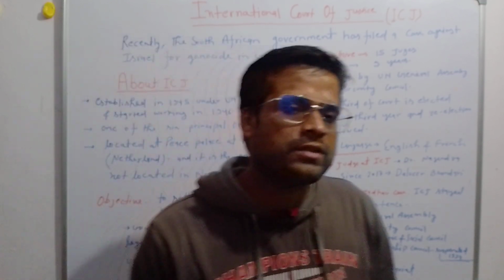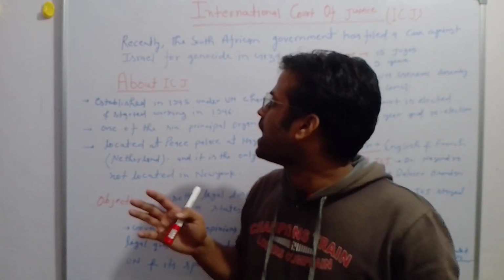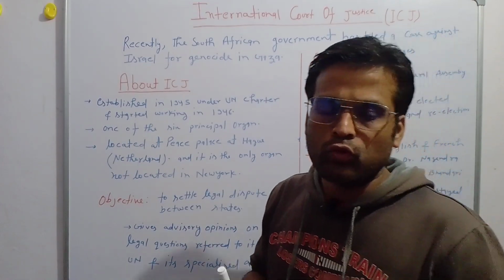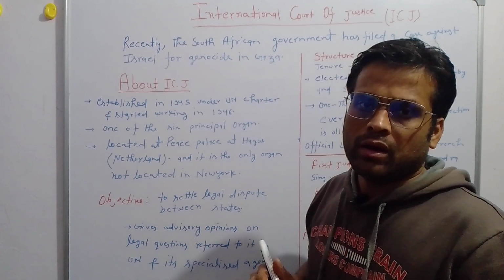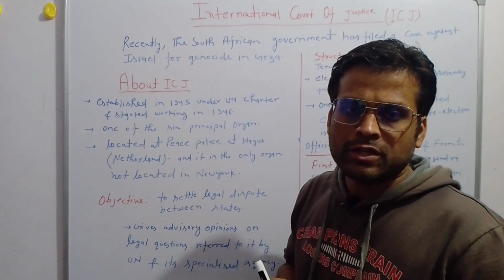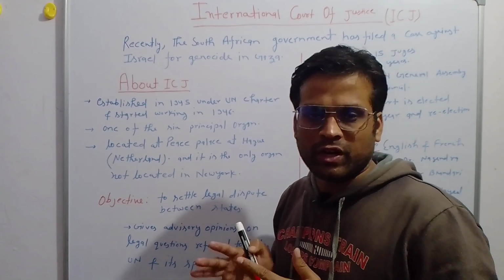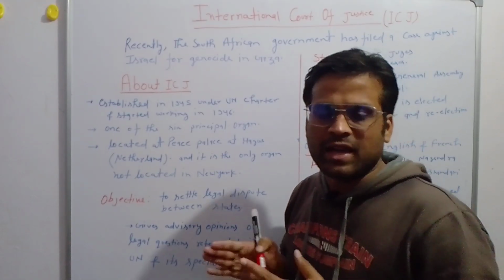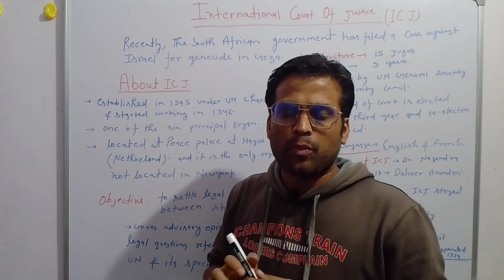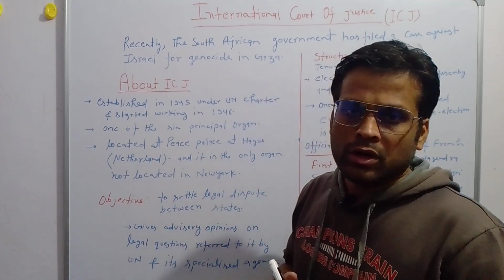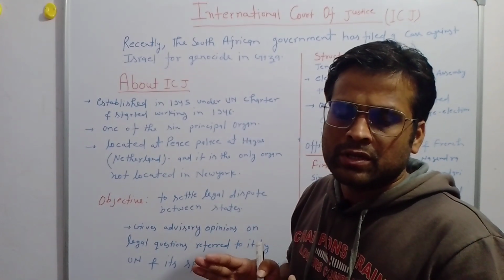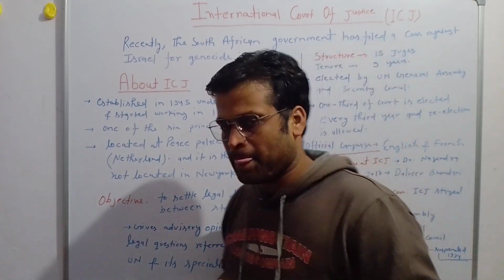When we talk about the objective of the ICJ, the International Court of Justice, it has two important objectives. First is to settle disputes between different countries. Second is that it works as an advisory body for the United Nations and its six principal organs.